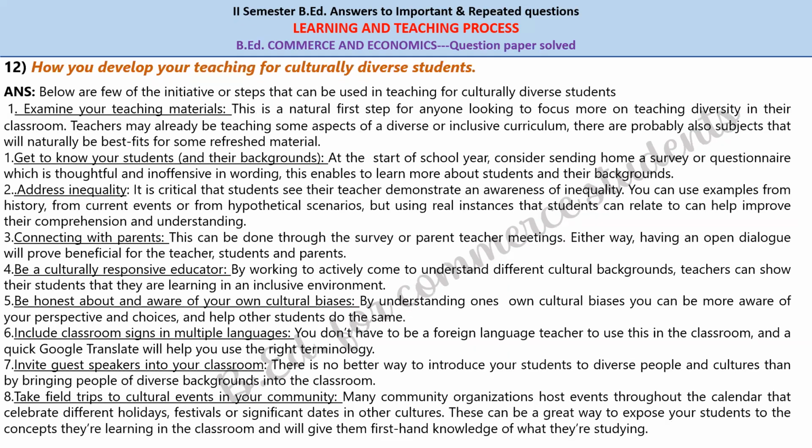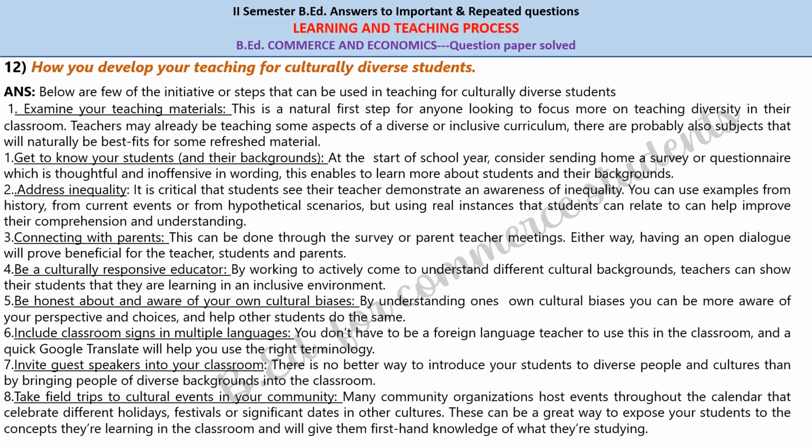Question number 12, how do you develop your teaching for culturally diverse students? So what are culturally diverse students? They come from different cultures, whether it is ethnicity, religion, or race. When there is a classroom full of this kind of multi-diverse class with cultural differences, whether based on religion, caste, creed, how do you deal with this? Below are a few initiatives that the teacher can take.